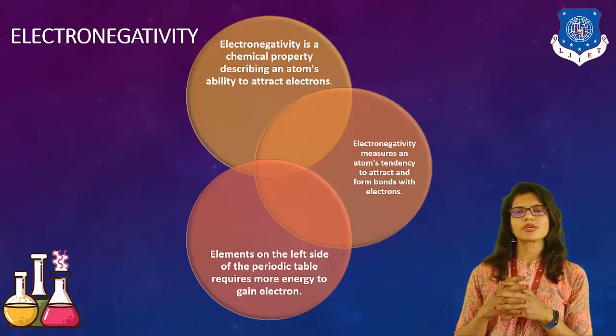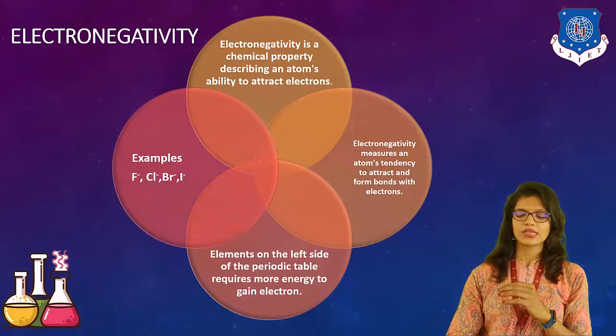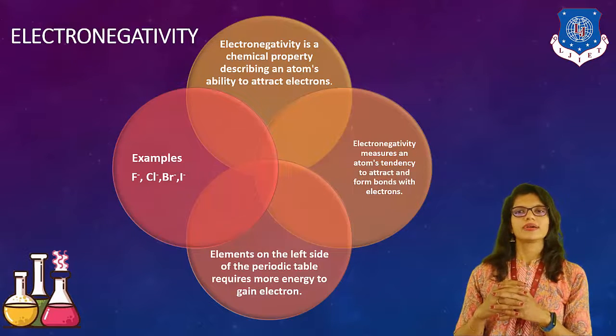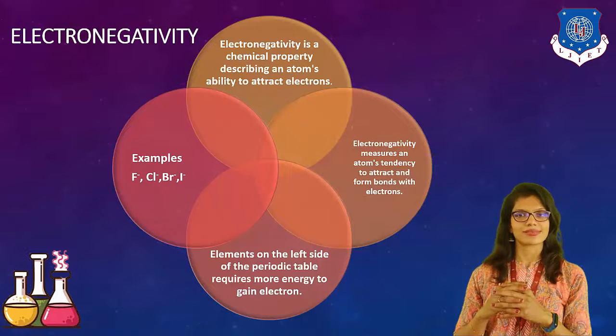Generally, it has been observed that the elements on the left side of the periodic table require more energy to gain the electron. This is a general observation. We can take a highly electronegative element example as the halogen series, F minus, Cl minus, Br minus and I minus.